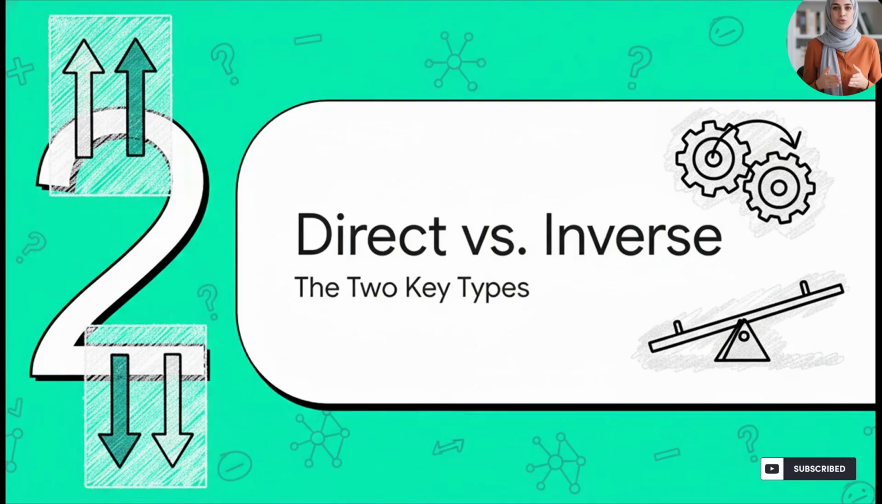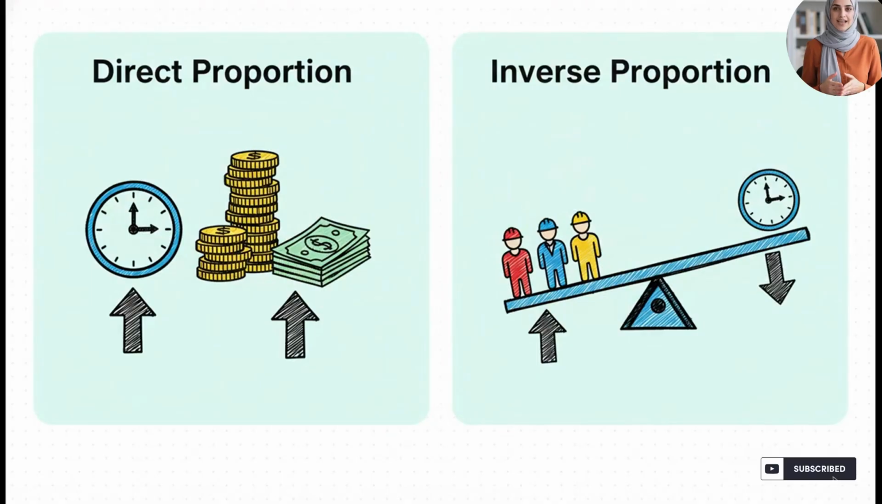Okay, so what do these problems actually look like on the test? Well, the good news is there are only two types you have to worry about: direct and inverse proportions. Let's break down what that even means. And trust me, it's way simpler than it sounds.